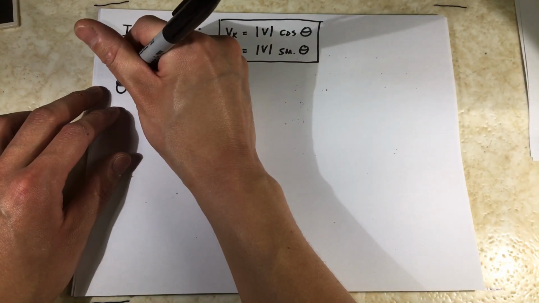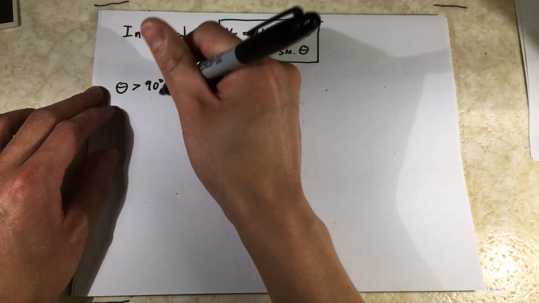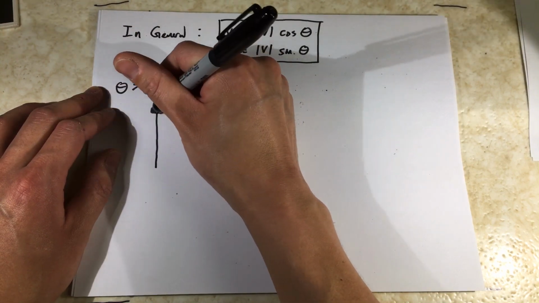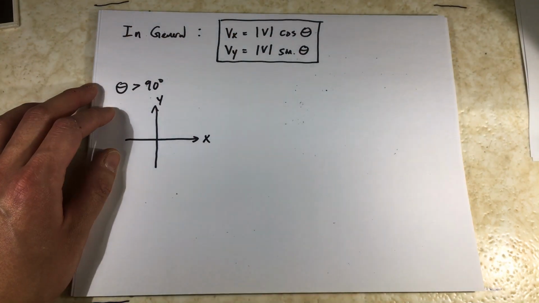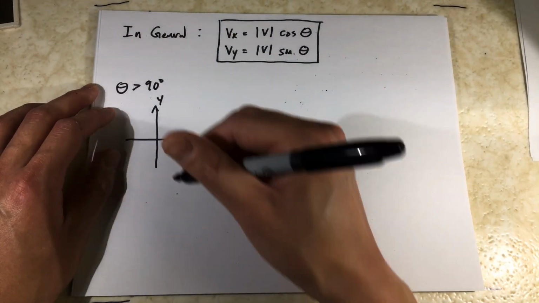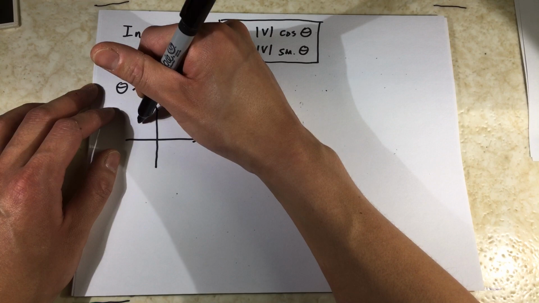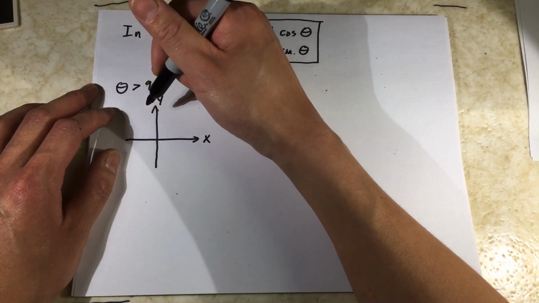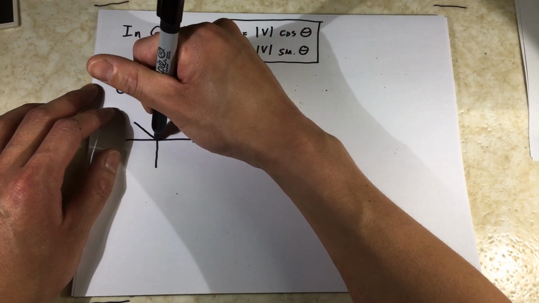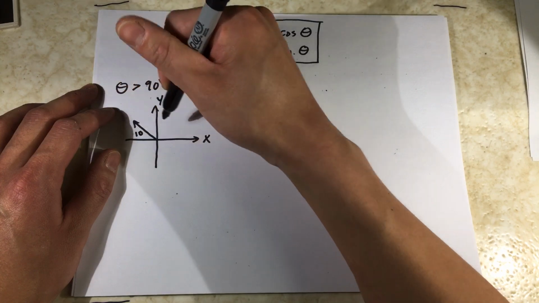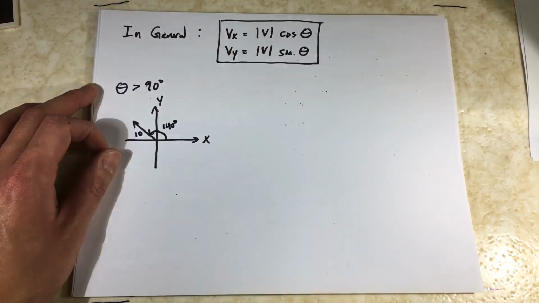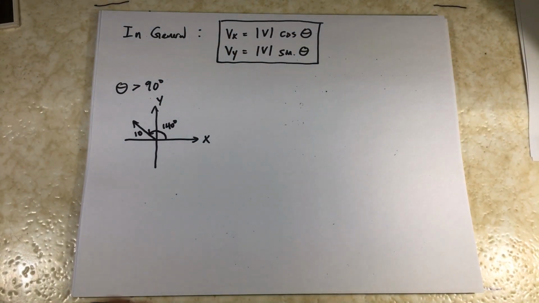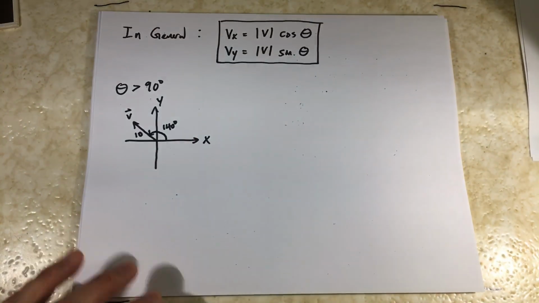So in the cases of theta greater than 90 degrees, an example of that would be something like this. So let's say that we have a vector that is magnitude of 10, so something like this, and it goes 140 degrees. So we're in the second quadrant. Let's also call this vector v.